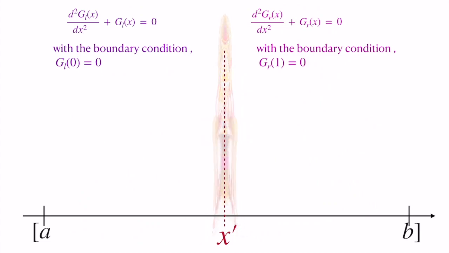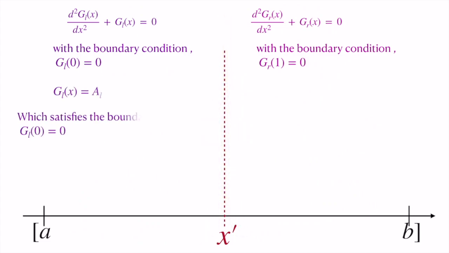So it's fairly straightforward. Let us do this in a simple way. It is clear from the differential equation and the boundary condition that the left hand side solution gl of x should be equal to al into sin x.